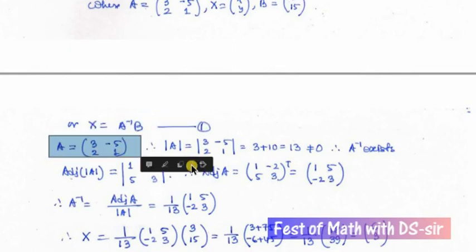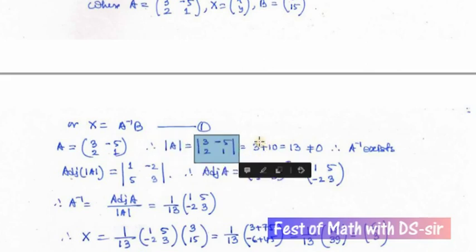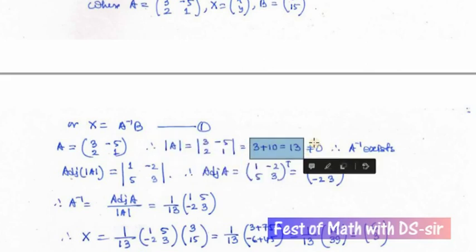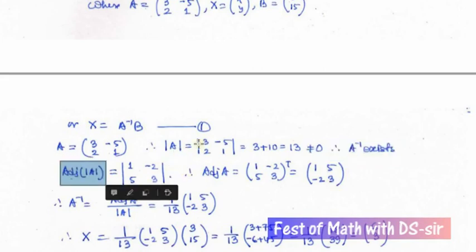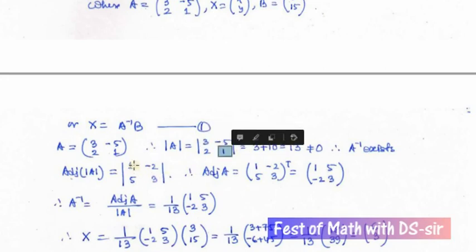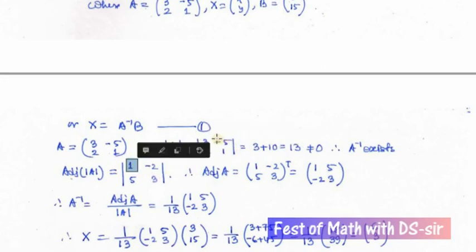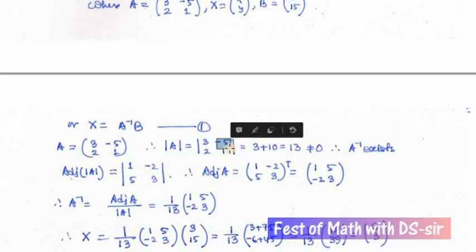Now A is this. Notice, determinant of A is this, and determinant of A is 13. So it is not equal to 0, and you have to mention that A inverse exists. Now the adjoint of A. So you have to find the cofactor of 3. Cofactor of 3 is 1, so I put 1.